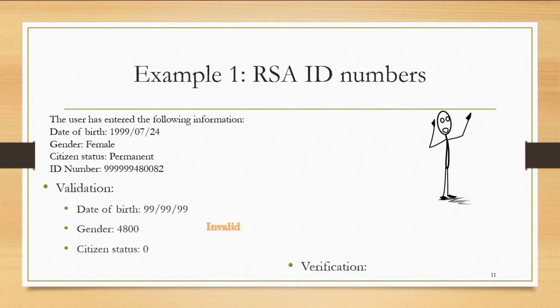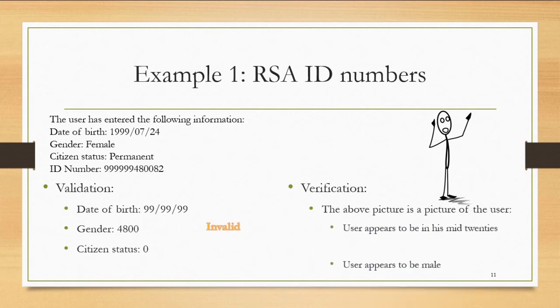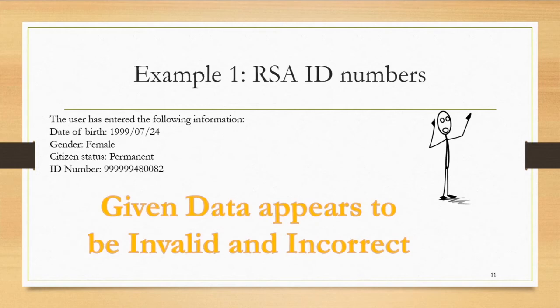Let's look at verification. The above is a picture of the user. The user appears to be in his mid-20s, which doesn't totally correspond with their given date of birth, and the user appears to be male, which is incorrect as they stated they are female. Thus, the data is not the same as given for both cases. Thus, we can conclude that the given data appears to be invalid and incorrect.